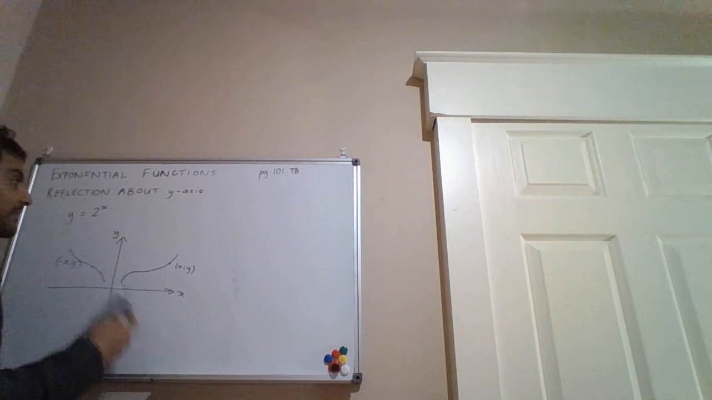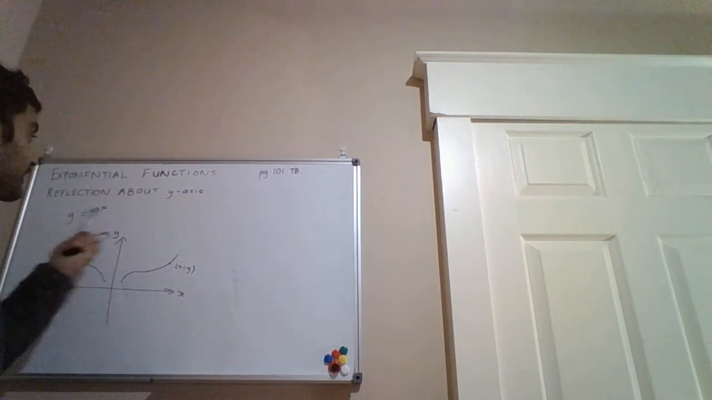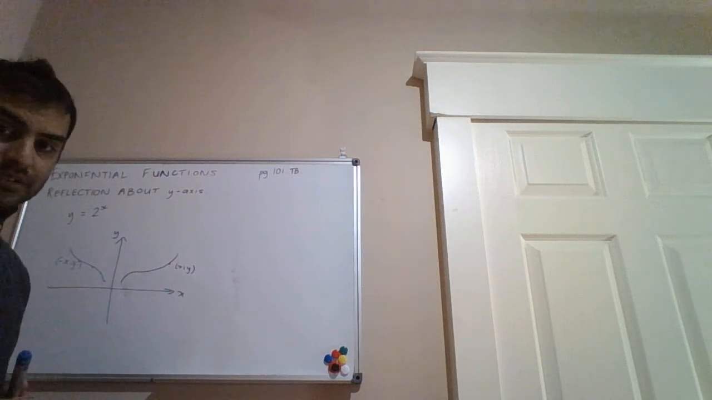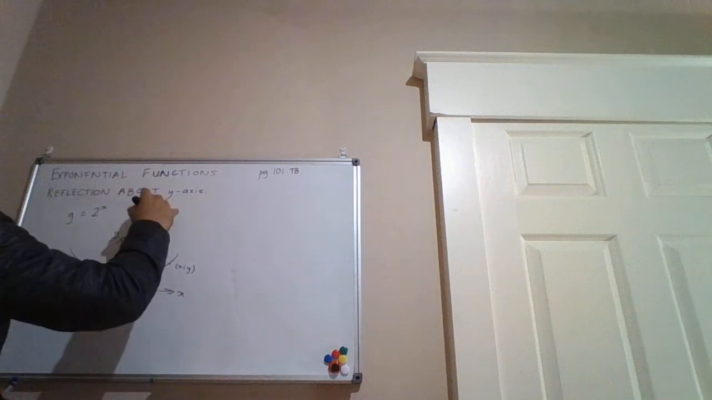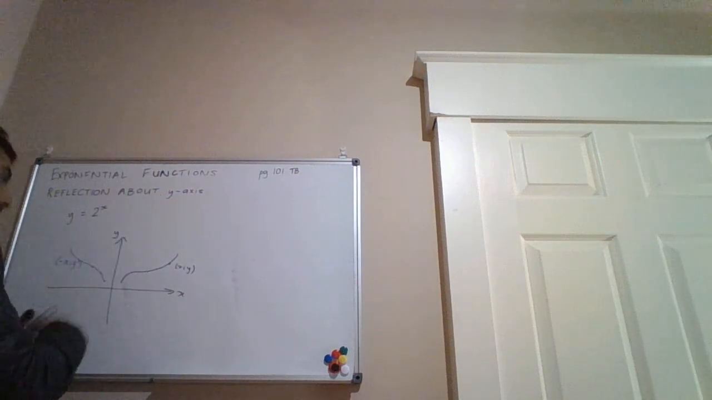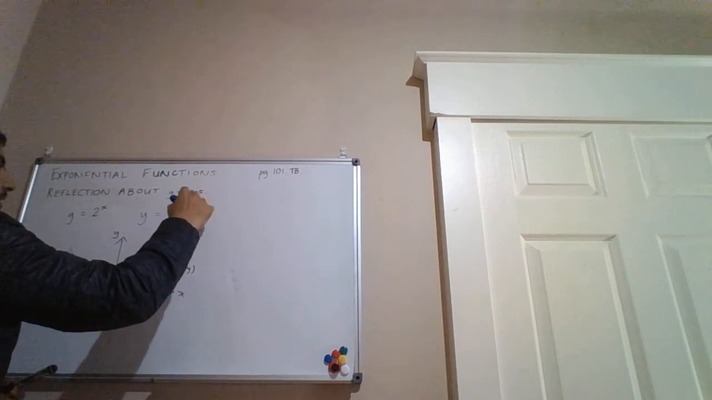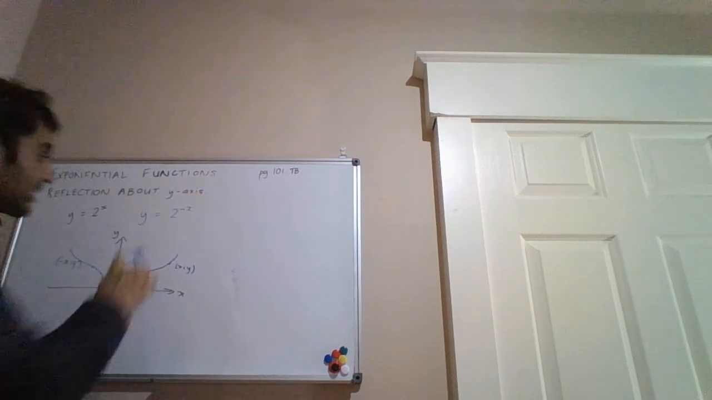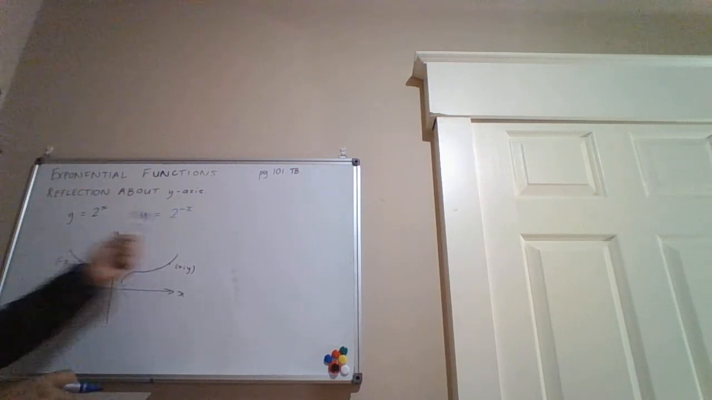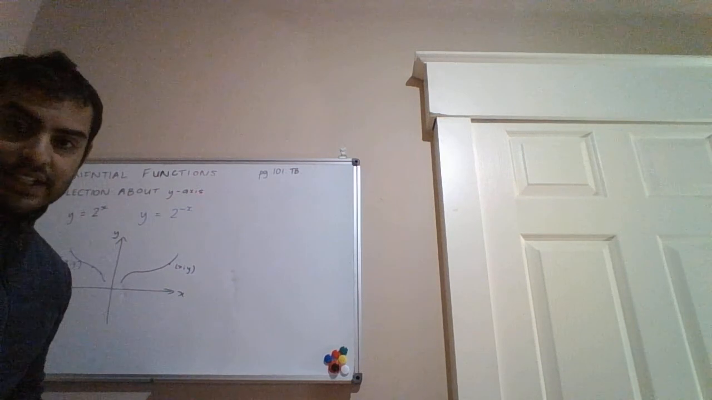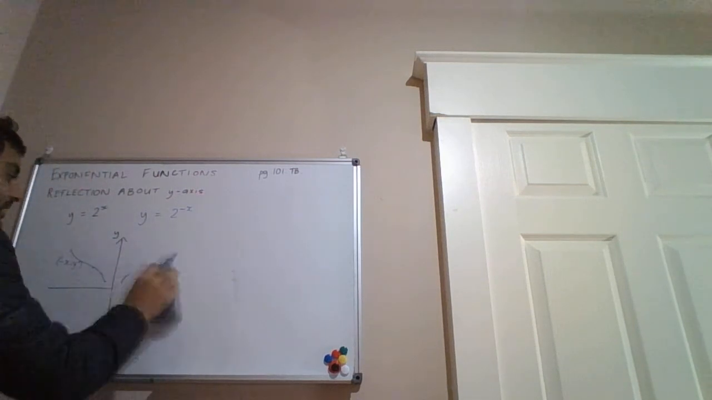So this should give us an idea about how to find the equation of the reflection of this graph, y equals 2 to the x, about the y-axis. All we have to do is make x negative while keeping y the same. So we get this equation, y equals 2 to the minus x. Let's just double check with some points.